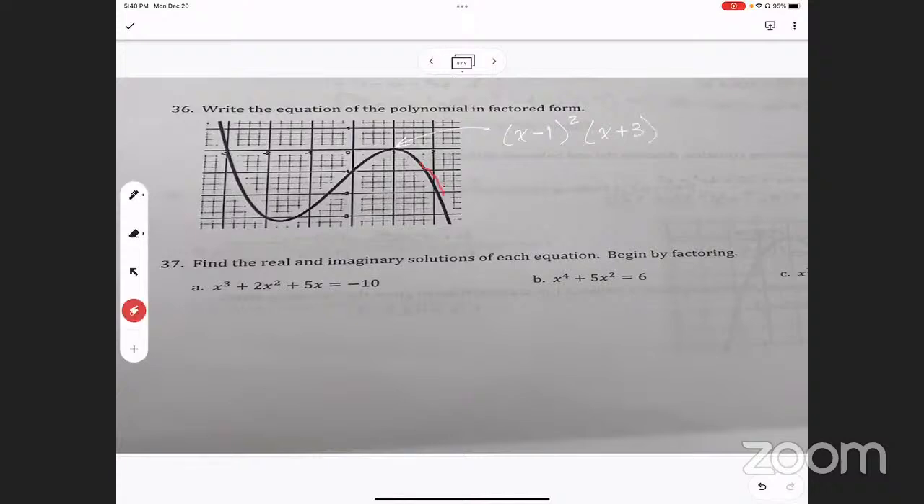And what's the only other thing I have to do? You see how it's going down to the right? What does that mean about my leading coefficient? It is negative. That's right. So I'm going to say y equals negative, x minus 1 squared times x plus 3.